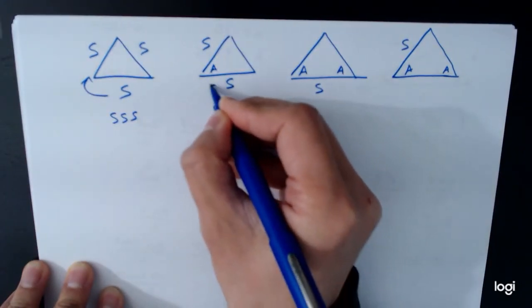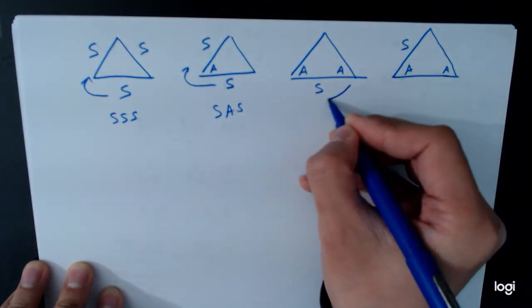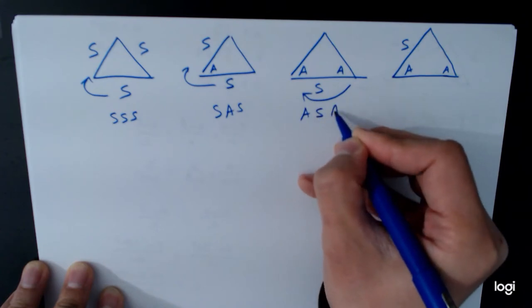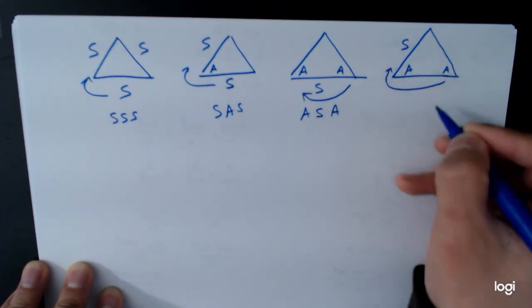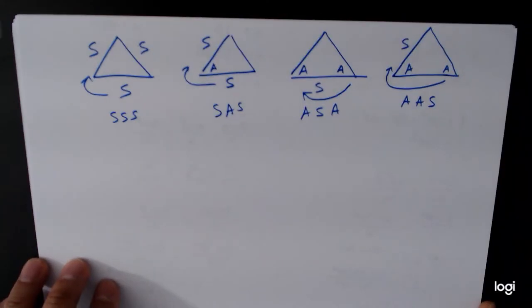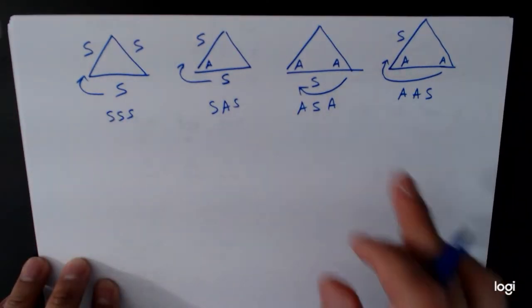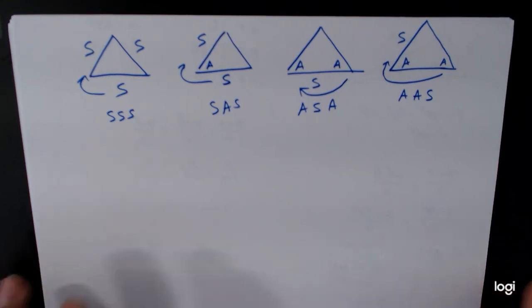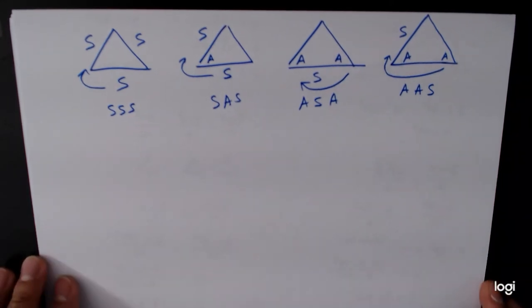Side angle side. This one's going this way, angle side angle. And this one is angle side. So if you have information about triangles in these configurations, then you know there is exactly one triangle that can be created.